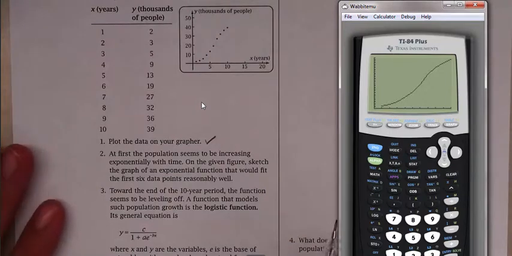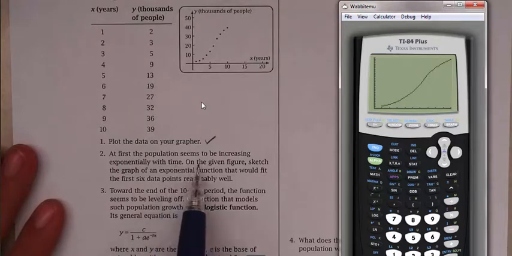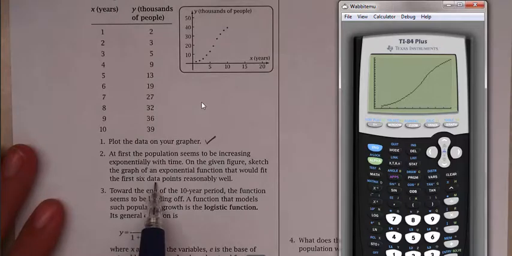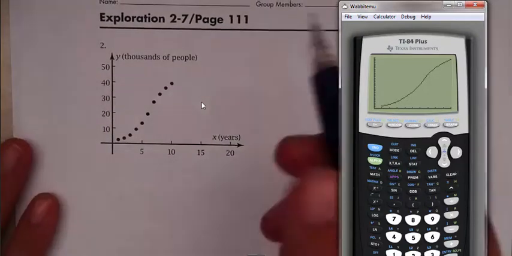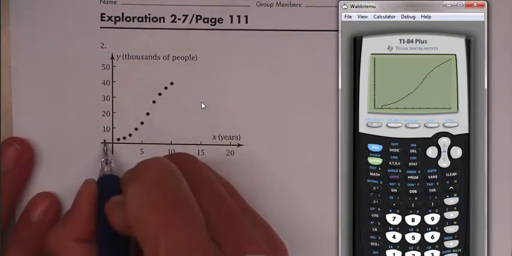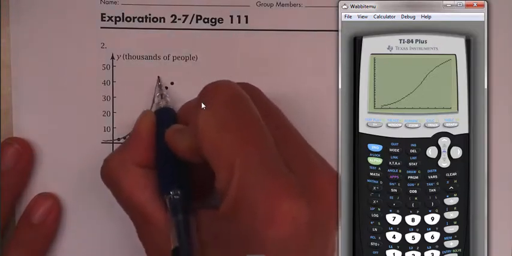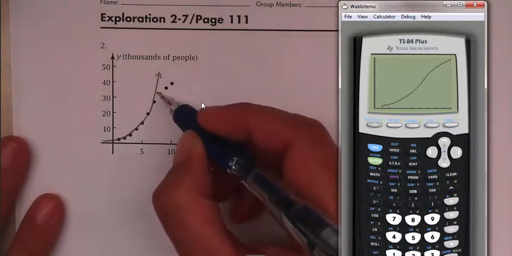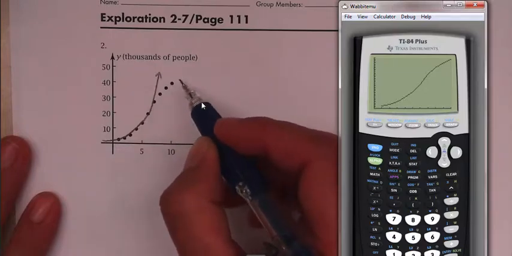Okay, at first, the population seems to be increasing exponentially with time. On the given figure, sketch the graph of an exponential function that would fit the first 6 data points reasonably well. And I've given you a bigger graph, this one. So the first 6 data points, 1, 2, 3, 4, 5, 6, let's create an exponential graph. So this pretty much looks like an exponential graph, but it keeps growing exponentially, whereas you can see this logistic function starts to level off. Okay?